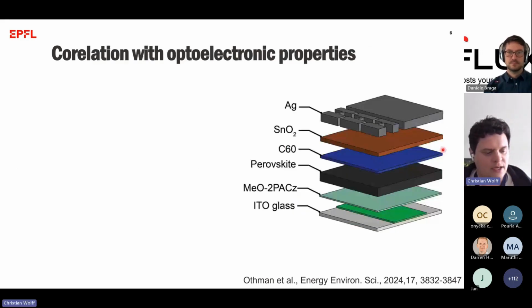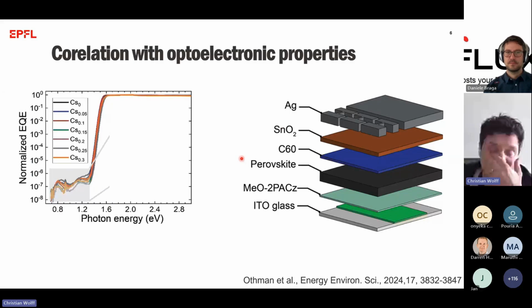Now, you may ask, okay, this is all nice, but what does this have to do with the device? And this is what we set out to understand. So Mustafa created these PIN structured single junction solar cells, where, I guess many of you are familiar, we have glass covered with ITO. We deposit thereupon a self-assembled monolayer that acts as a hole transporting material, in this case MeO-2PACz. Then the perovskite is solution processed, as it was also before, and then we complete the stack with the electron transporting or electron selective layers, namely C60 and tin oxide, and silver as the back electrode.